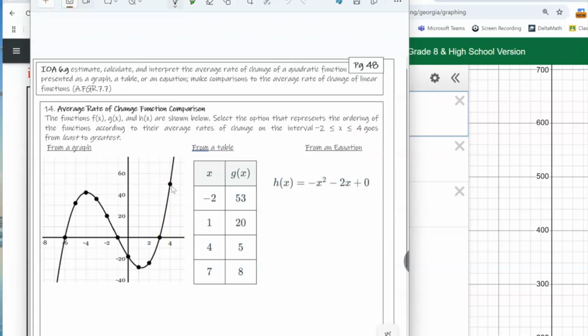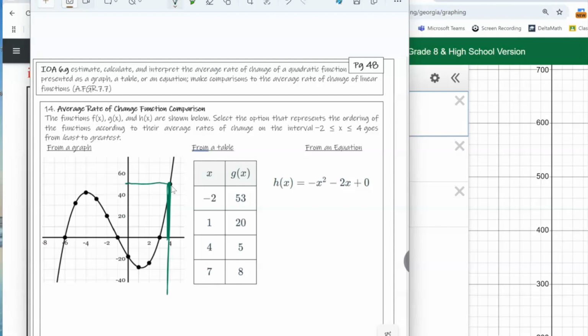So wherever you meet the graph, that's where you're going to go to. And you're not going to go left or right. You're going to go straight up. So straight up and down wherever you meet the graph. And when you meet the graph, you're going to stop and go either left or right to the y-axis.